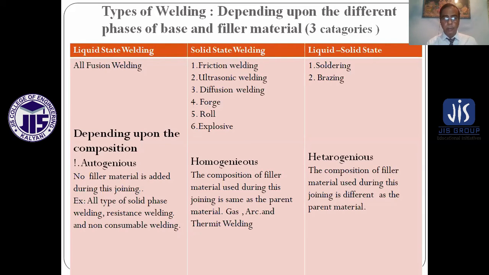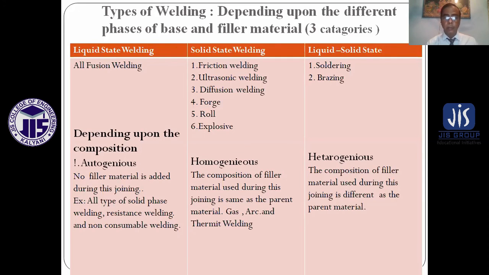Depending on the composition, three types are there: autogenous, homogeneous, and heterogeneous. Autogenous, no filler material is added during this joint. All types of solid state, solid phase welding, resistance welding, and non-consumable welding are autogenous welding.